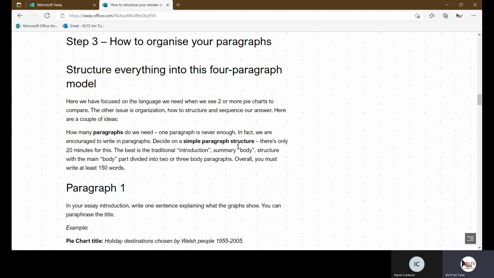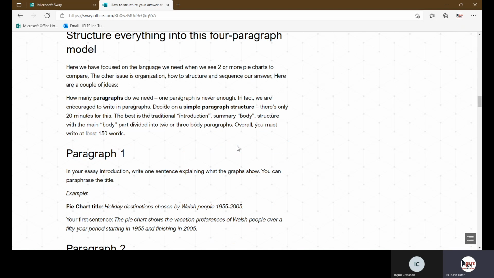That will be the second paragraph. For example, there is an example here. In paragraph 1, in your essay introduction, write one sentence explaining what the graph shows. You can paraphrase the title, which is the question that will be given to you, or sometimes the diagram, the chart, will have a title on it.